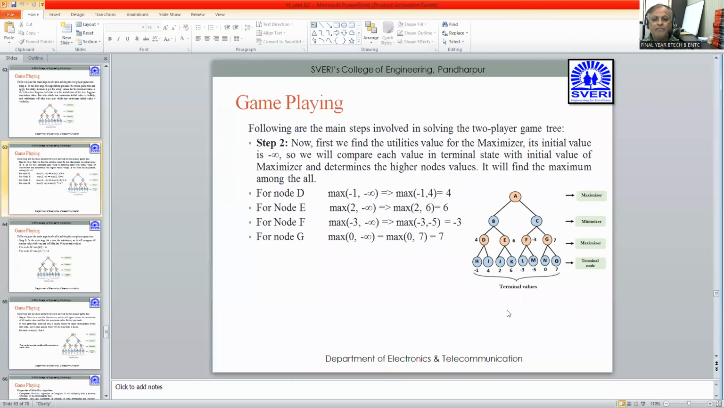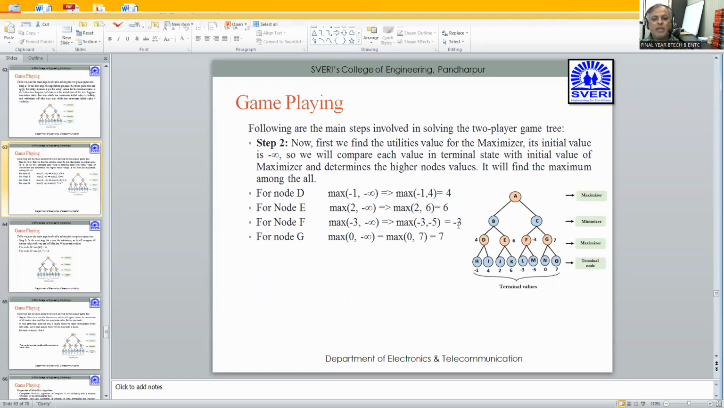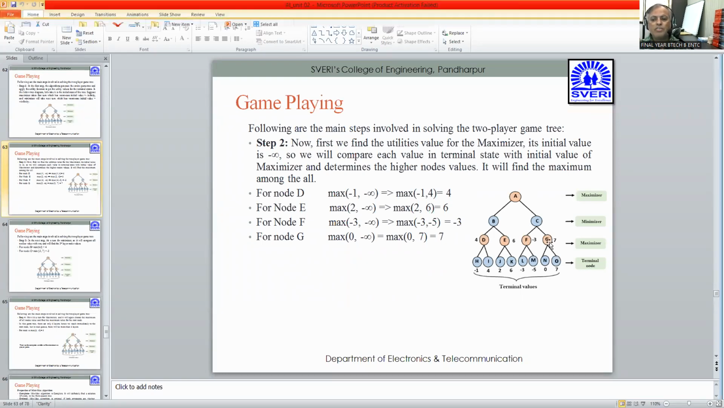Now for node F, so we'll go here. F will be having -3 and minus infinity. When it will go down, that means -3 and -5. Obviously -3 और -5 में बड़ा कौन है? -3 है ना? -3 और -5 में -3 बड़ा है. So you'll get a -3 here. Now for node G, you will be having maximum 0 and minus infinity. Okay, so maximum will be 0 and 7. The highest value will be 7.